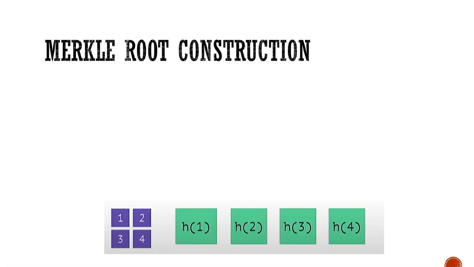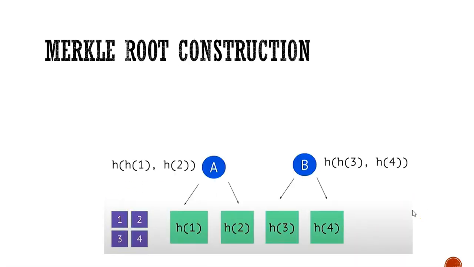Let us see how this Merkle root construction is done. Assume you have 4 transactions, 1, 2, 3, and 4. We compute the hash of each transaction and store it in the leaf node. So h of 1 is the hash of 1, h of 2 is the hash of 2, and so on. Now at the next level, from the hash values h of 1 and h of 2, a new hash will be computed, that is hash of h of 1 and h of 2. That will be the final value of A.